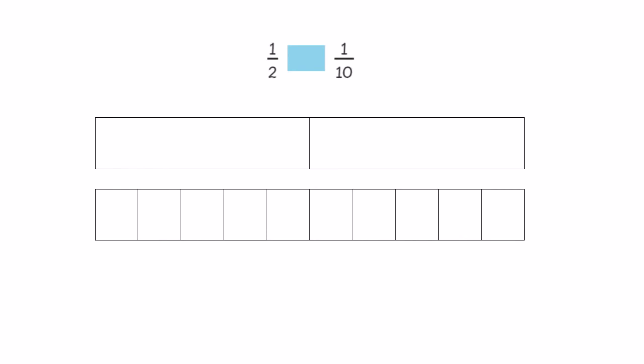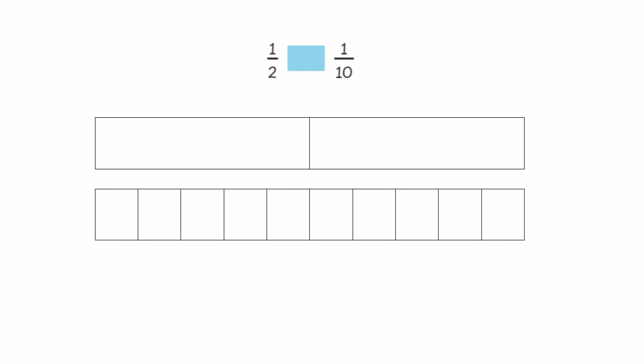Let's have a look at the first one together. Here we are comparing 1/2 and 1/10. We're comparing two unit fractions. I'm going to start by drawing a bar and splitting it into two equal pieces. This will help me show 1/2. Then I need to draw another bar and it needs to be the same length, but this time I'm going to split it into 10 pieces because the denominator is 10.